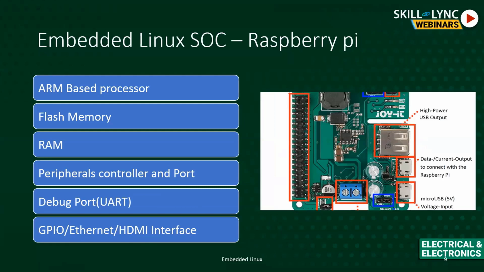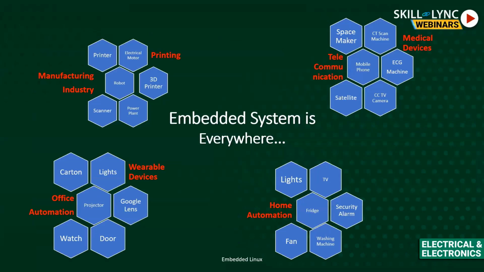There is another board called the Raspberry Pi board, where we can install a flavor of embedded Linux, and it also has the same interfaces as the BeagleBone Black board. So let's try to understand in general where we can find embedded systems and where you can find Linux-based embedded system products.